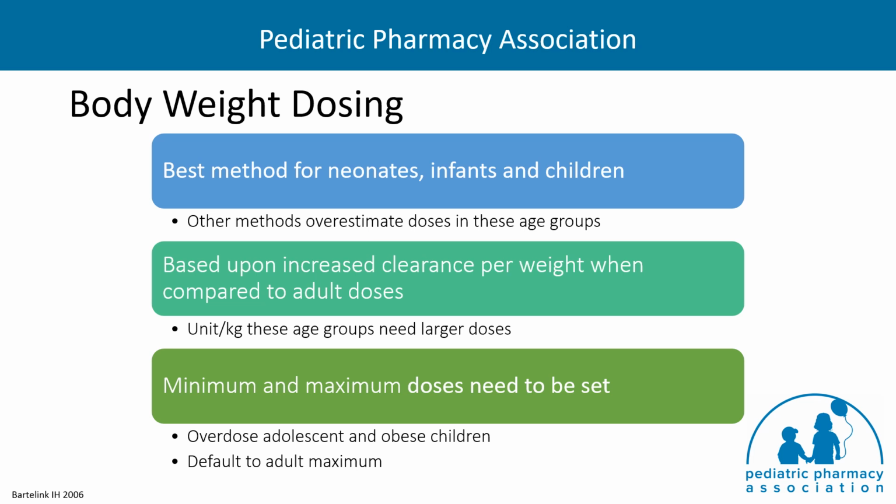Body weight is used more than any other method to determine dose. This is because body weight has proven to be the most accurate for neonates, infants, and children. Body weight dosing accounts for the need of larger doses per body weight as a function of increasing clearance. However, body weight dosing can overdose patients weighing more than 40 kilos. Therefore, maximum doses are set. Usually, the adult maximum is the default maximum we use.